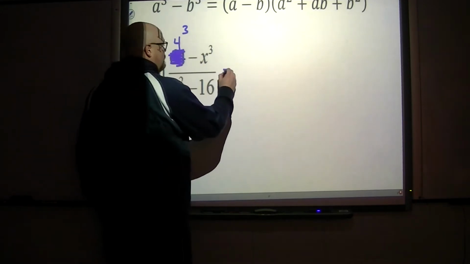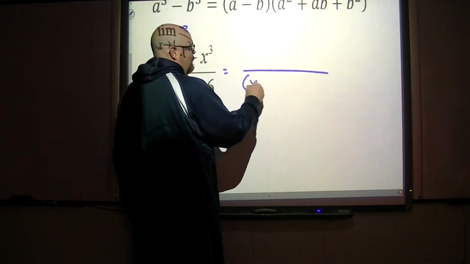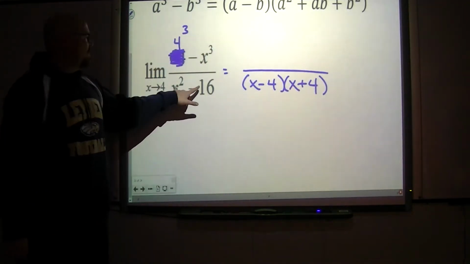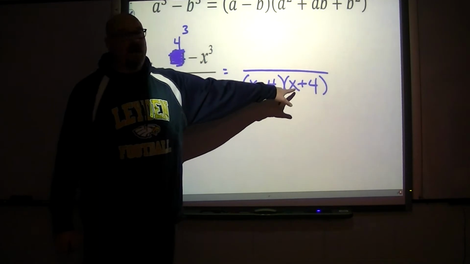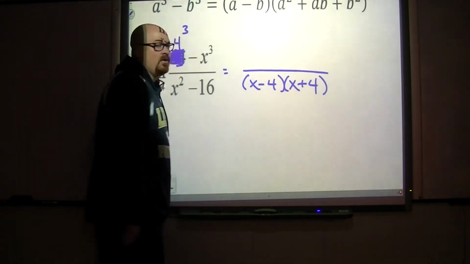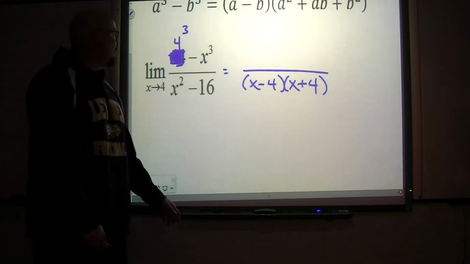On the bottom, you should know exactly what to do with the bottom. We've got the difference of squares down here, which we can factor into conjugates. The square root of x and the square root of 16 go here and here, one with a plus, one with a minus. We've done that 100 times at this point.